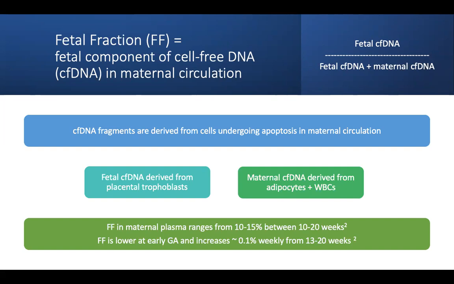So as the pregnancy continues, the fetal fraction does increase by about 0.1% between 13 and 20 weeks, and then it ramps up a bit at about 1% increase after that. The minimum fetal fraction threshold to perform an NIPS analysis varies depending on the methodology, but is typically between 2% and 4%, with that SNP-based technology being on the higher end of the 4%.